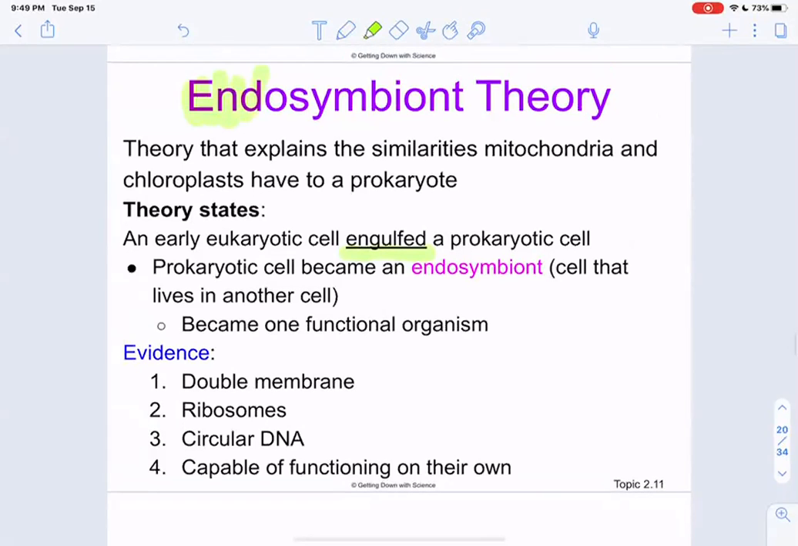Let's highlight endosymbiotic theory. What happened is that the prokaryotic cell became an endosymbiont. It started living inside the cell. Think of symbiosis, when things can live and coexist with each other. And they eventually became a functional organism. Some pieces of evidence that say this is true include that all mitochondria and chloroplasts have a double membrane. They also have their own ribosomes. They have DNA, and they are capable of functioning on their own.